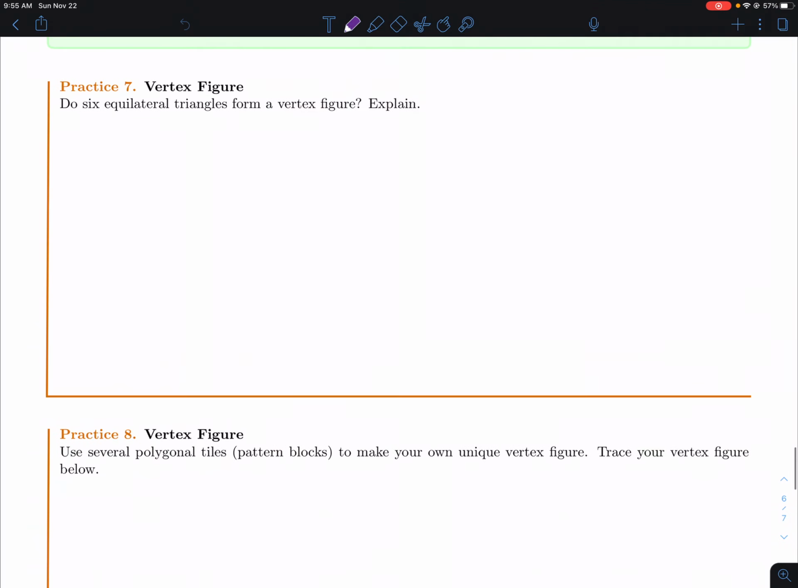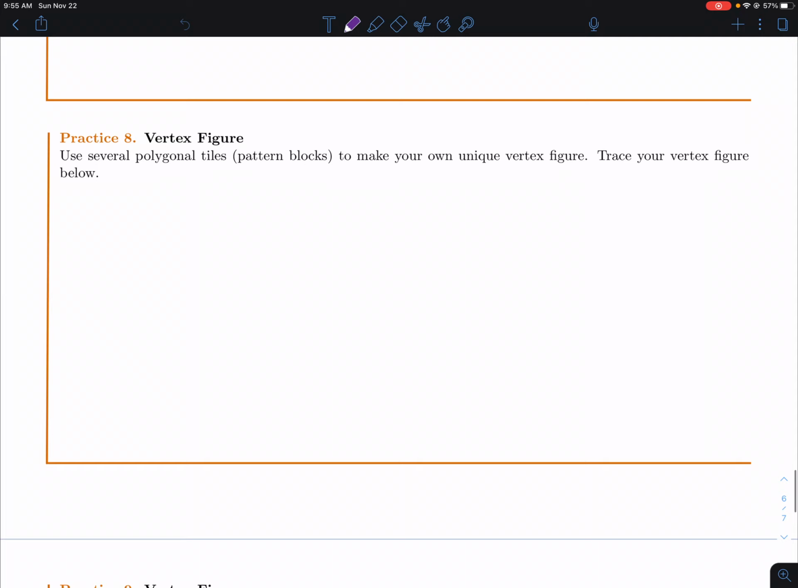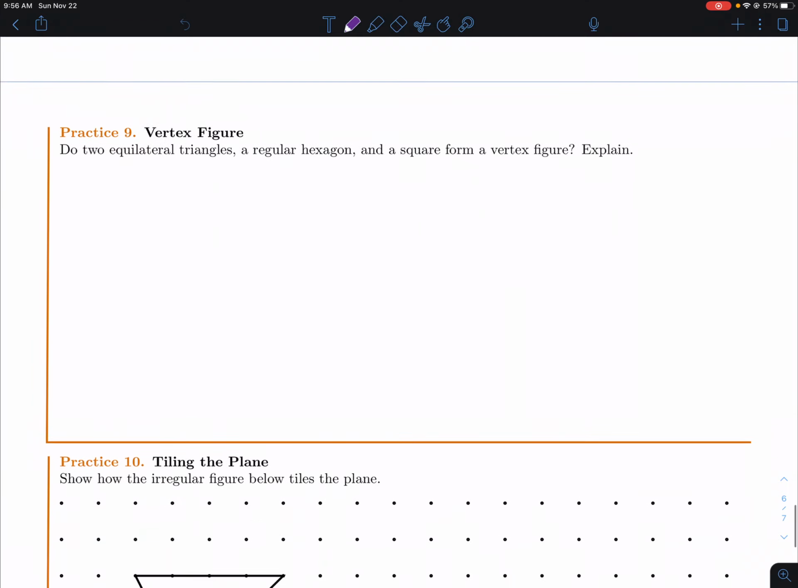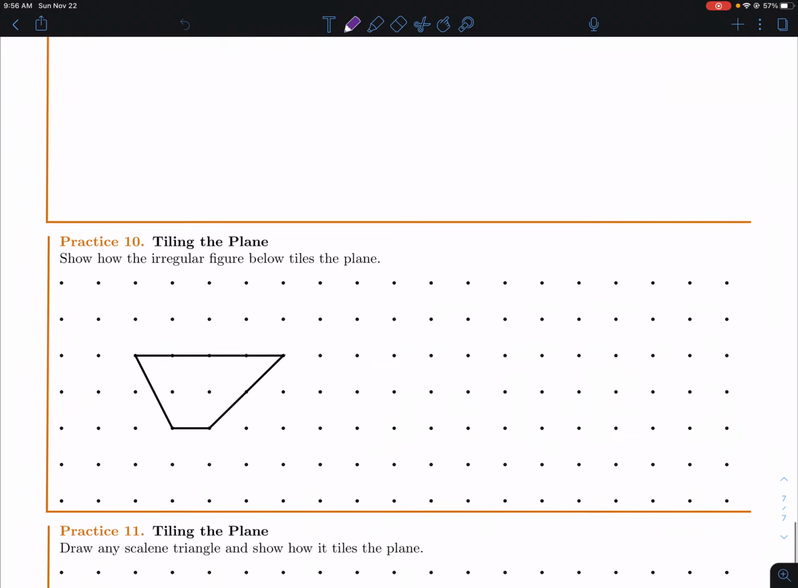All right, so we're going to practice 7. Practice 8 is trying to make your own unique figure. Again, it would help to use the Mathies app so you can see what it looks like. If you want to take a picture or try to draw it, that would be fine. Can two equilateral triangles, a regular hexagon, and a square form a vertex figure? Again, use the Mathies app, try to put them together, and see what you come up with.